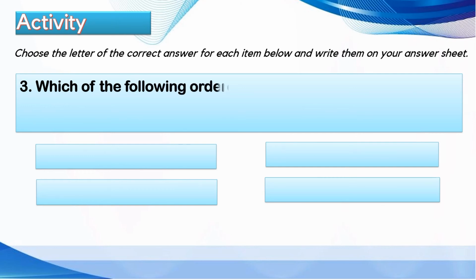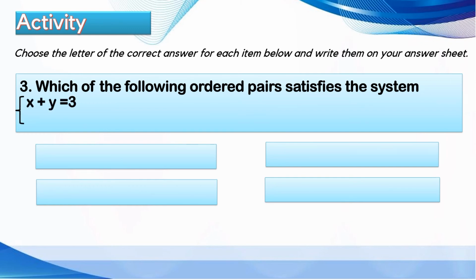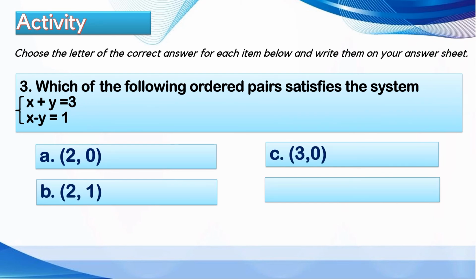Question number 3. Which of the following ordered pairs satisfies the system x plus y equals 3 and x minus y equals 1? Letter A, 2 and 0. Letter B, 2 and 1. Letter C, 3 and 0. Or letter D, 0 and negative 1. So you have 5 seconds to answer the question. Time's up. The correct answer is letter B, 2 and 1.